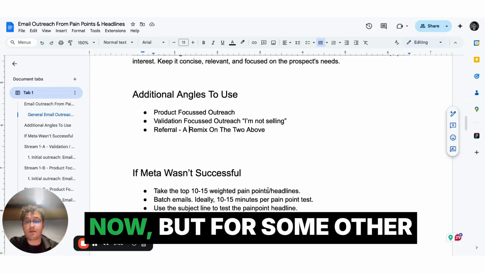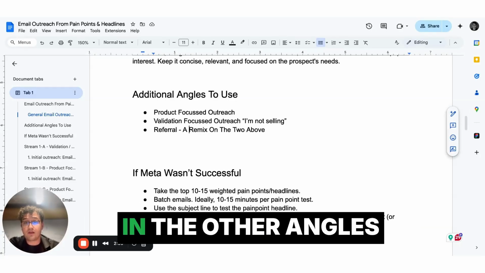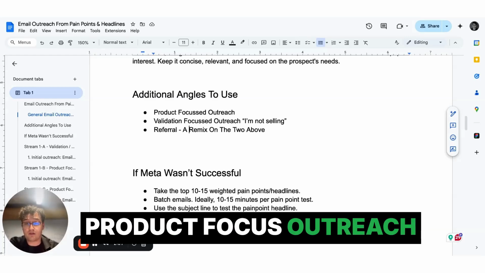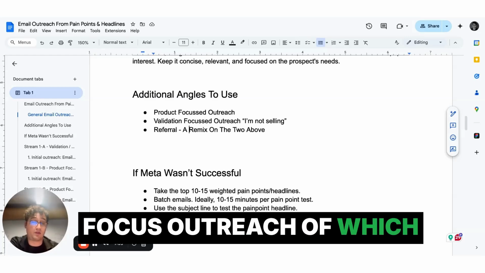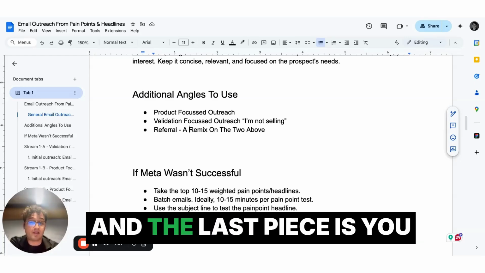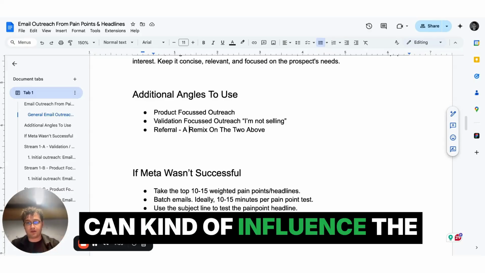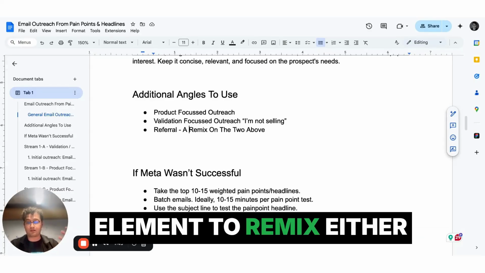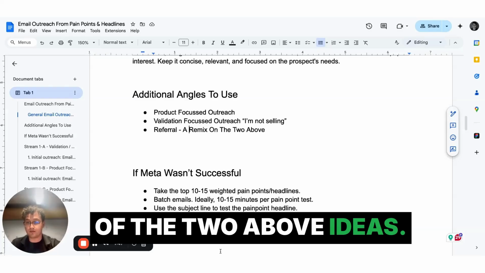Now, before we jump in, the other angles in the framework that I want to use are the idea that there's a product-focused outreach versus a validation-focused outreach, which is like, I'm not selling. And the last piece is that you can also introduce a referral element to remix either of the two above ideas.